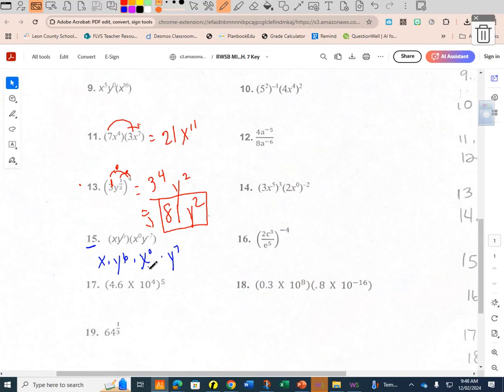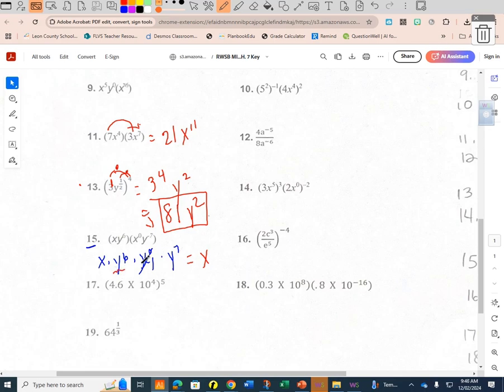So x to the 1st power is what, Corey? What is x to the 0 power? I say x to the 1st, and then x to the 0 power, what's it simplified to? 1. Alright. So now we have an x, y to the 6th, y to the 7th. So the x just gets right over.